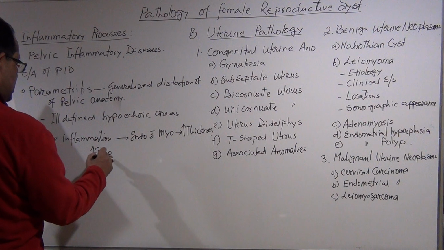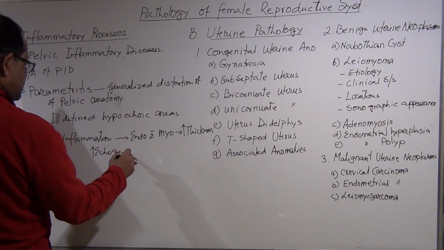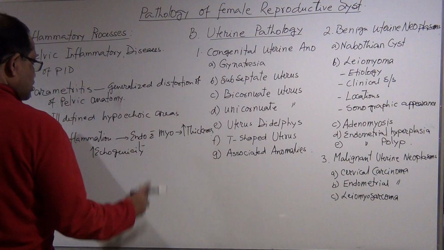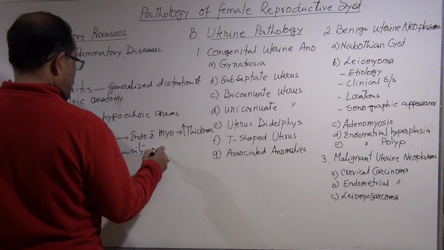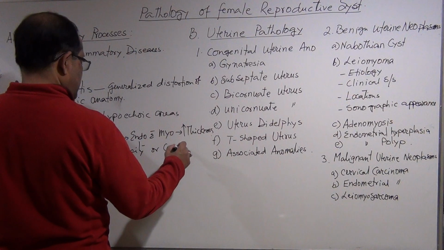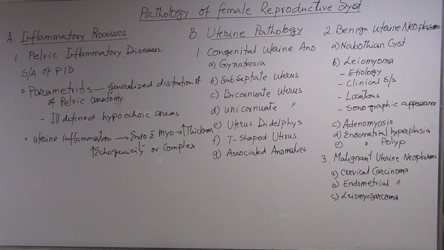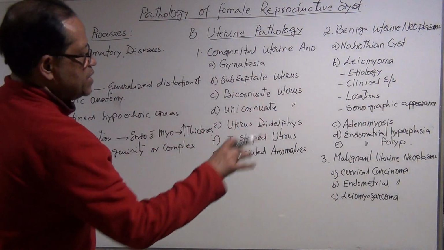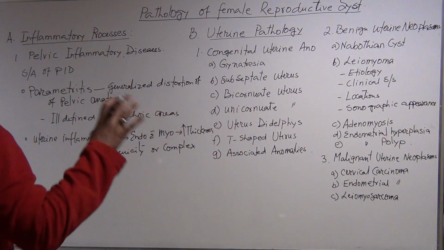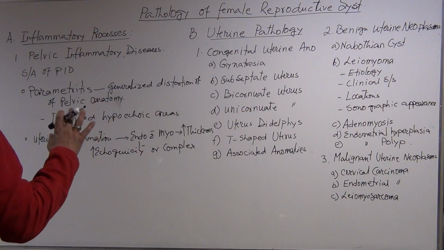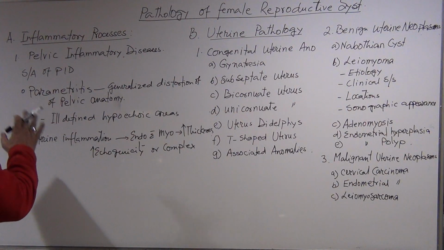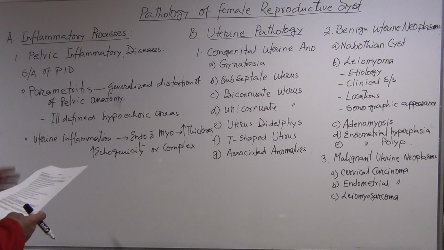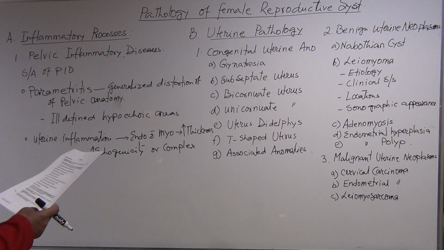Increased echogenicity because of the inflammation, but it may become complex. Echogenicity could be complex. Some area is hypo, some area is hyper, some area is iso, some area is anechoic. So multiple conditions you can see. Okay, and this is uterine inflammation when there's myometrium and endometrium involvement.